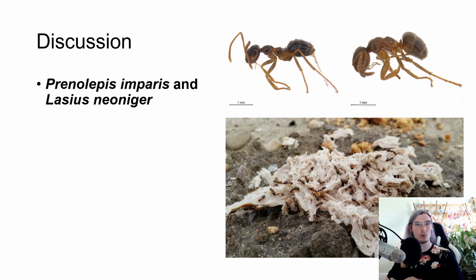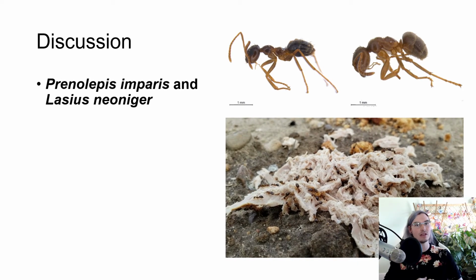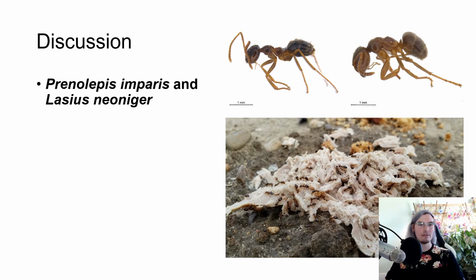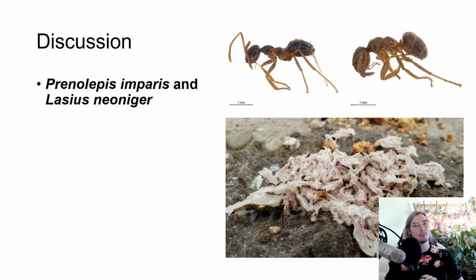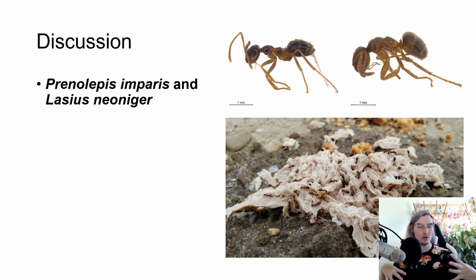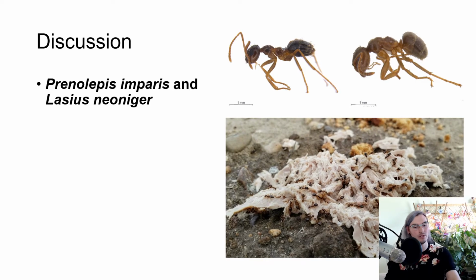Ants in general were really abundant and present on these agricultural fields. On the bottom there, we have a video of Prenolepis imparis on a bait trap in the middle of a 5-acre field. So really, they're really abundant around these fields just in general.